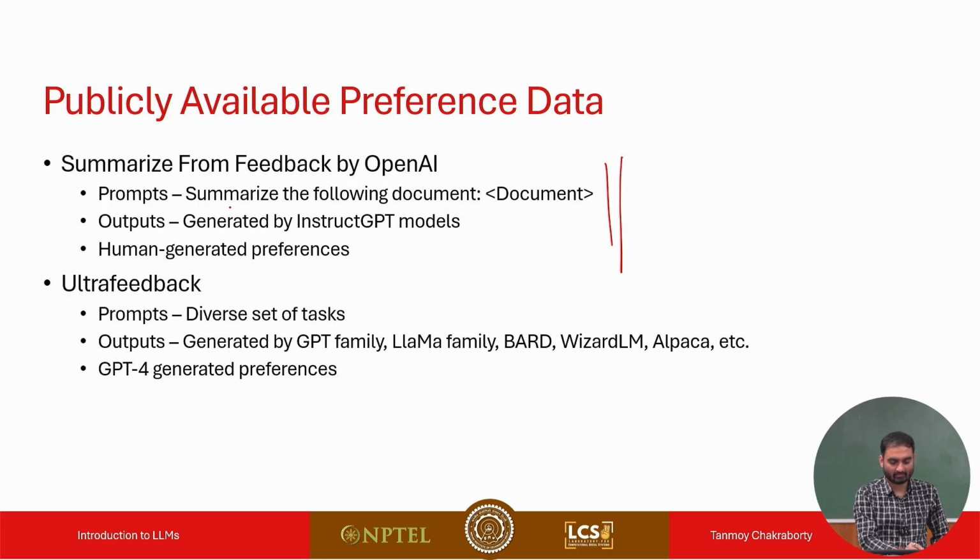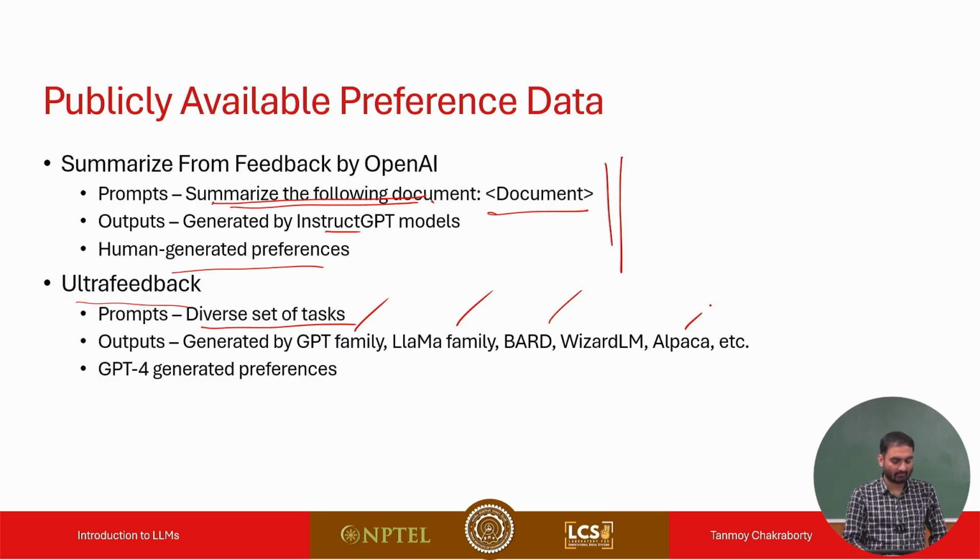Which essentially looks like this. Summarize. So this is the prompt and the output, right? Prompt and the output, and they have a human labeled dataset. Whereas there is another dataset called UltraFeedback. I think some of the models use this. They have a diverse set of tasks and different LLMs for generating outputs: GPT, Llama, BERT, and Alpaca and stuff like that. And they use GPT-4 for getting the preference, whether y plus is preferred or y minus is preferred. So this is more of an RLAIF.